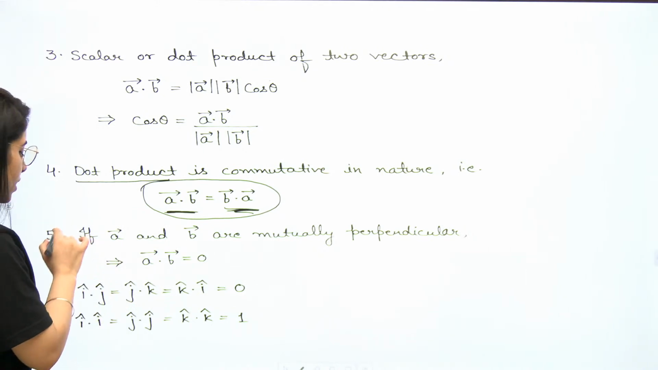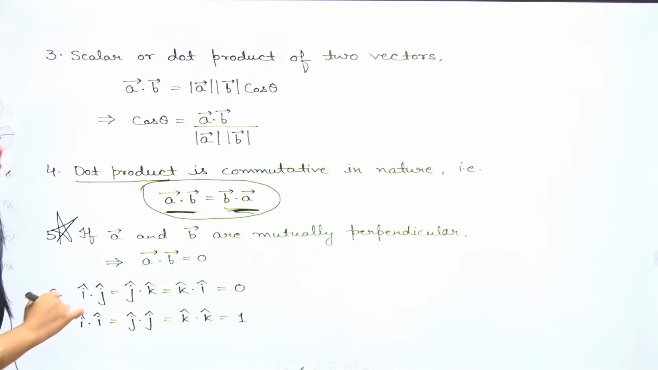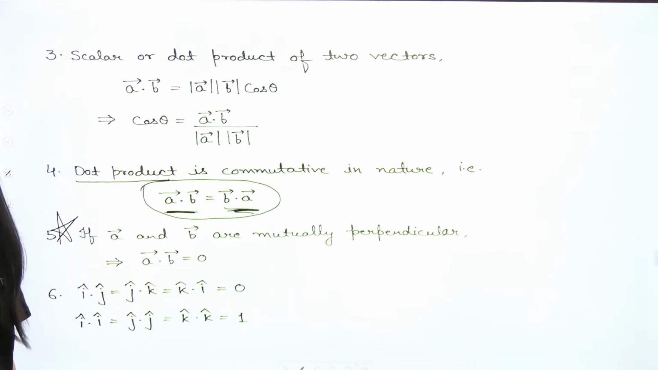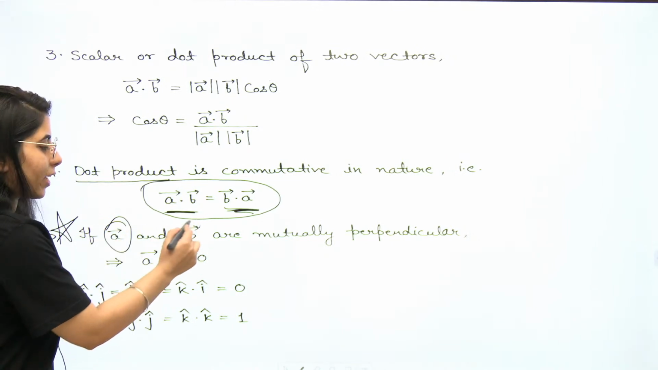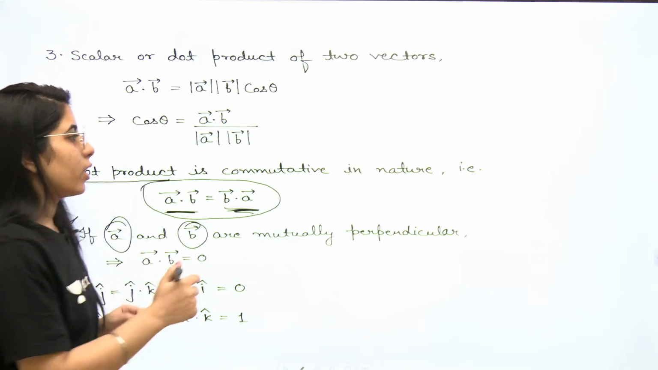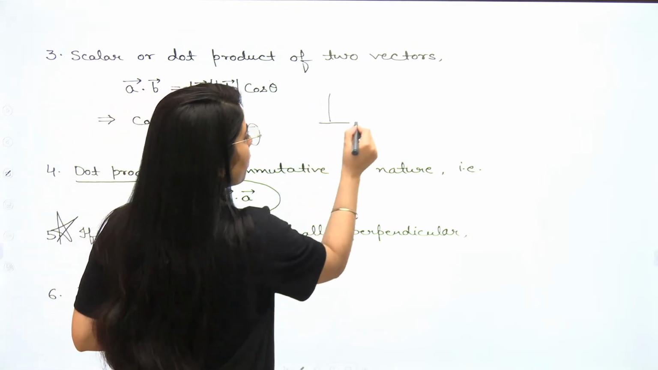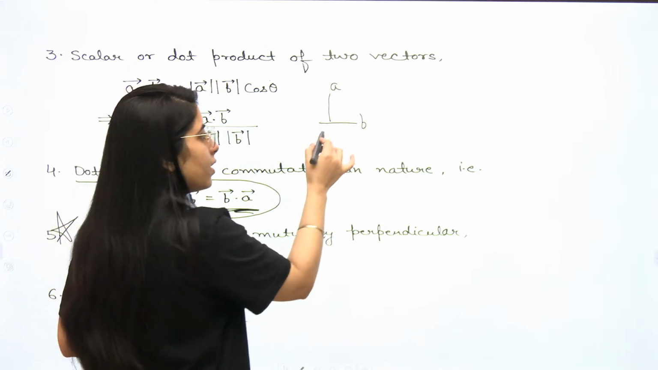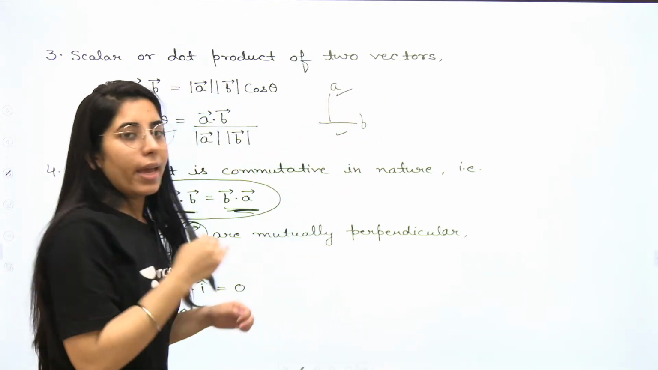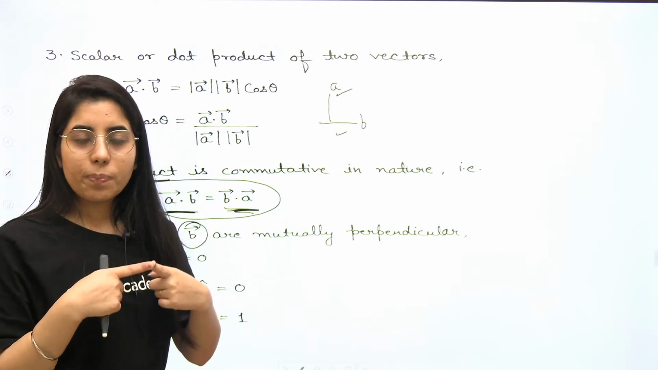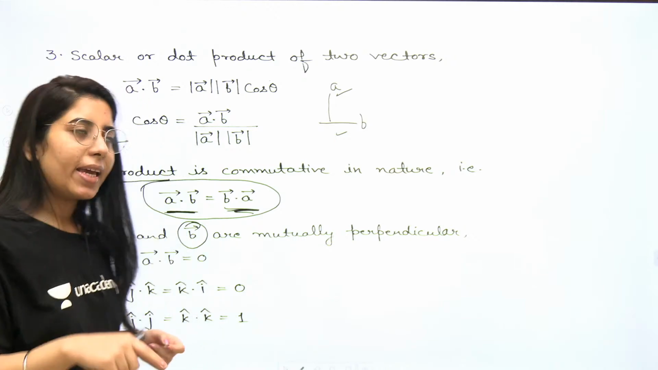Now, this is a very important point, the fifth one. You may expect a question based on the fifth point in your exam. If you have two vectors, vector A and vector B, and they are mutually perpendicular, that means vector A is perpendicular to vector B. I'm just showing the lines here. You can even say that B is perpendicular to A because the angle will be 90 degrees. So we call it mutually perpendicular. A is perpendicular to B and B is perpendicular to A as well.